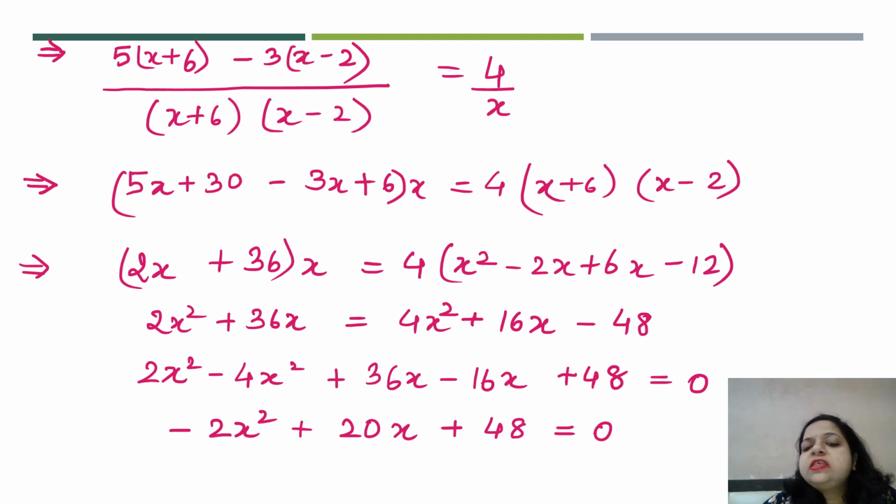How? x into x is equal to x square, x into minus 2 is minus 2x, plus 6 into x is plus 6x, and plus 6 into minus 2 is minus 12. Okay. So to see, children, you should not make any mistake while solving the questions.